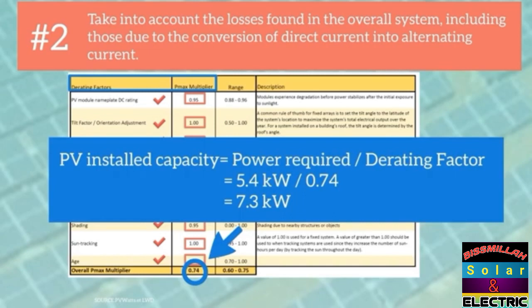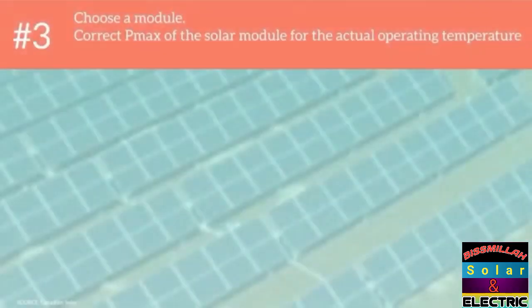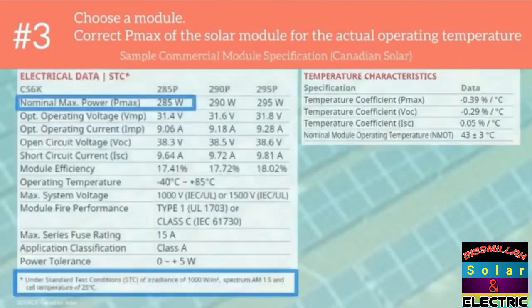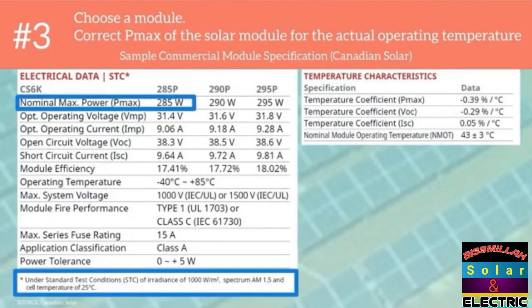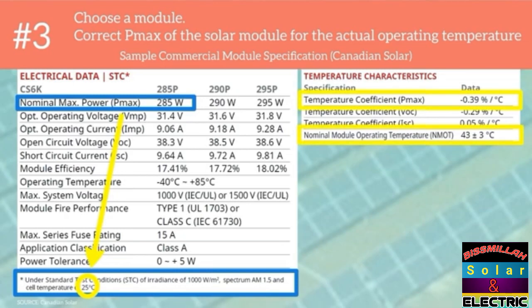The third step in sizing a PV system is to choose a module and correct its Pmax to the actual operating temperature. Here is a sample commercial module specification sheet for modules manufactured by Canadian Solar. Their nominal max power, or Pmax, is 285 watts, measured at 25 degrees Celsius. If we look under the temperature characteristics of the modules, we find the temperature coefficient Pmax, and the nominal module operating temperature, or NMOT.